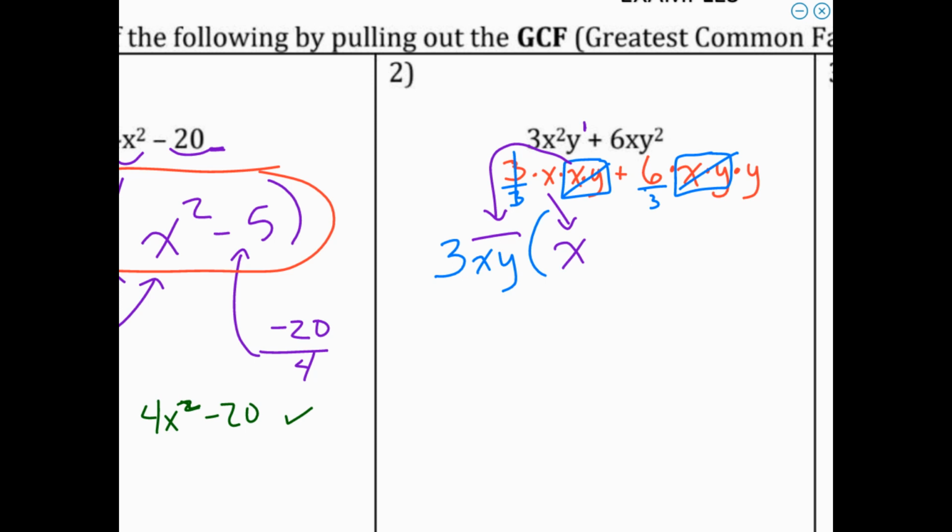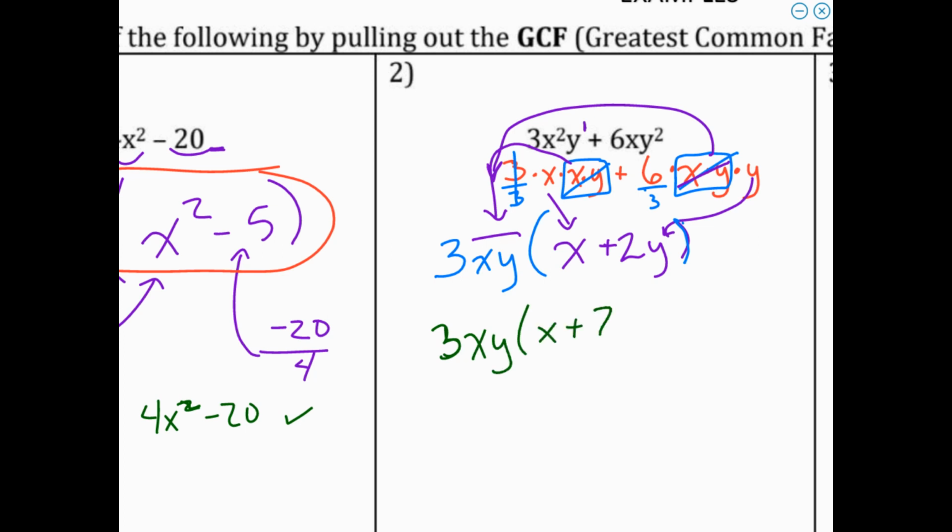And then 6 divided by 3 is what? 2. Okay, this xy is the same xy that I already pulled out front here. So I'm only left with a y. So my final answer here is 3xy times x plus 2y.